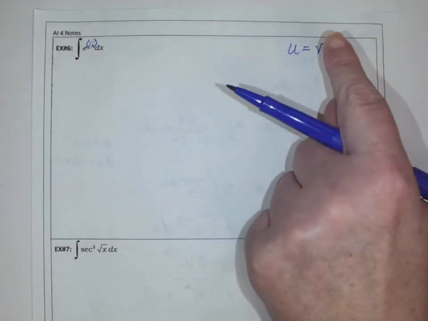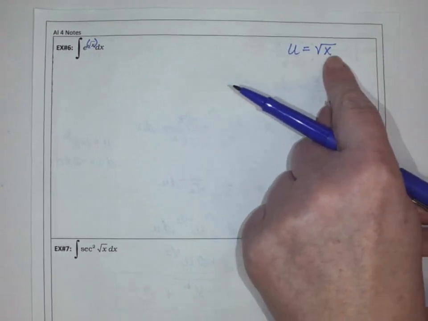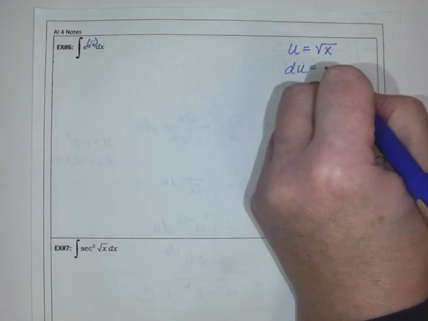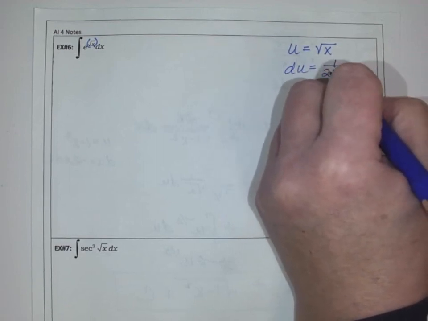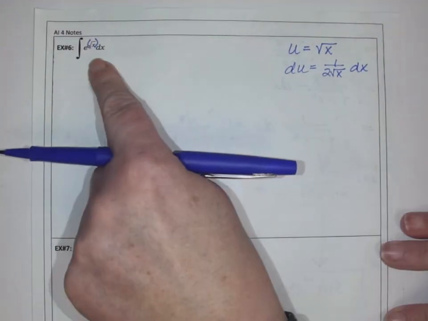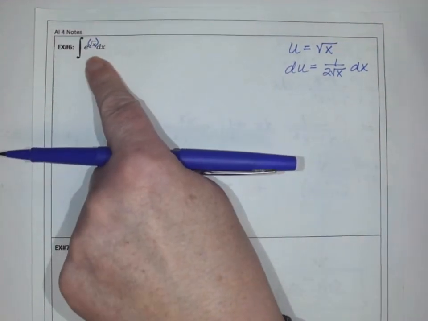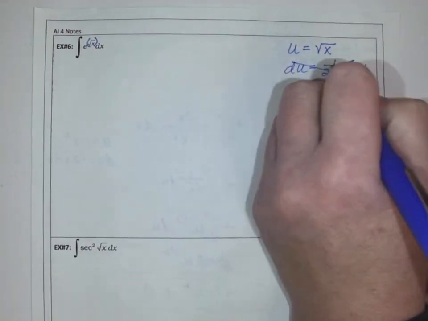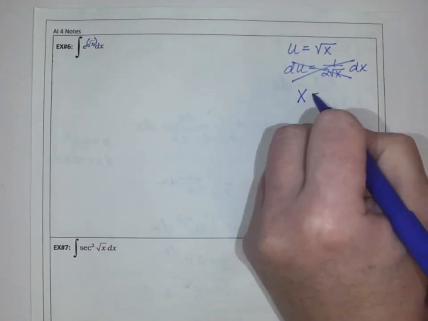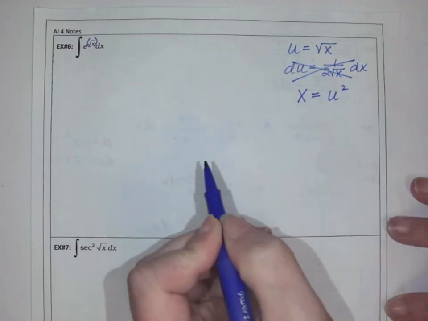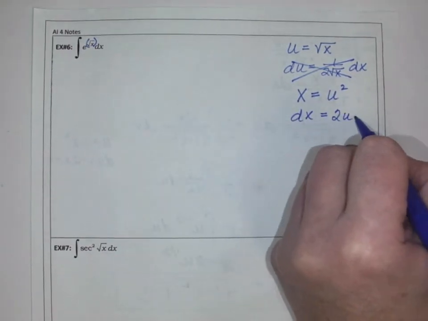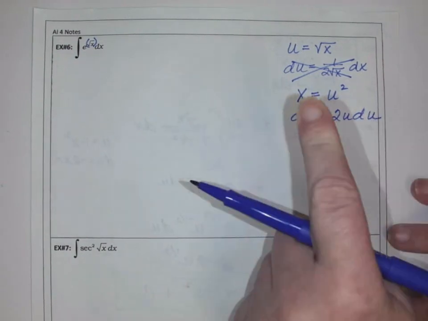So if I take the derivative of this like it is, I end up with du equaling 1 over 2 square root x dx. Well, I don't have a 1 over 2 square root x. So what I do in this case is I forego that and I say, okay, let me solve for x. So x would be u squared. And now if I find the derivative of that equation, I have dx outright.